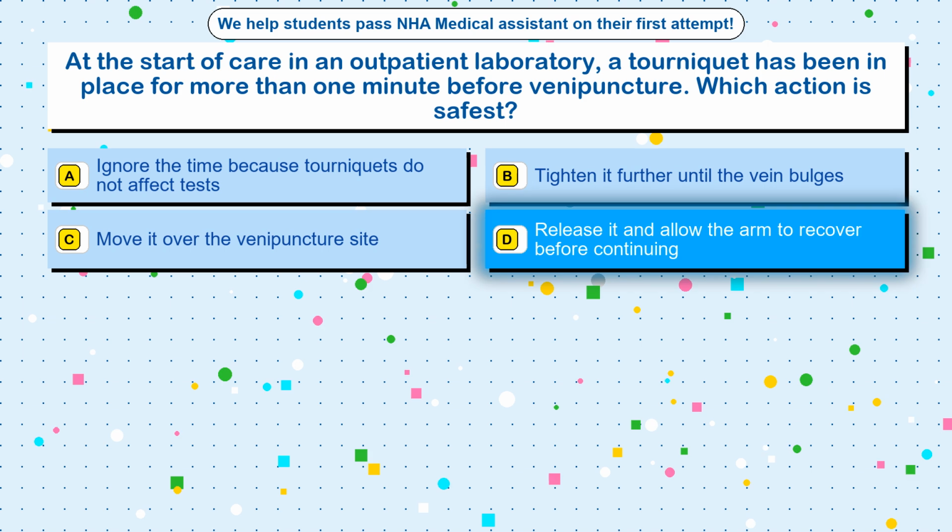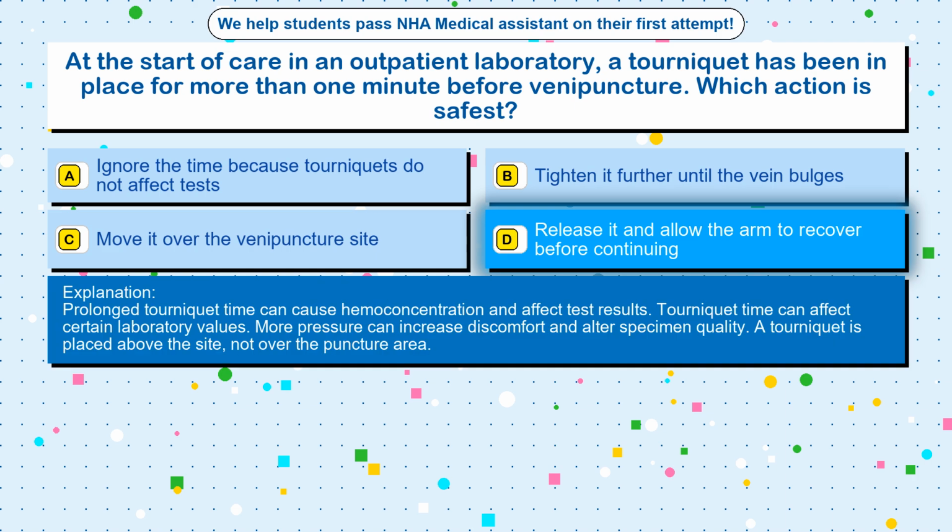The correct answer is option D, release it and allow the arm to recover before continuing. Prolonged tourniquet time can cause hemoconcentration and affect test results. Tourniquet time can affect certain laboratory values. More pressure can increase discomfort and alter specimen quality.